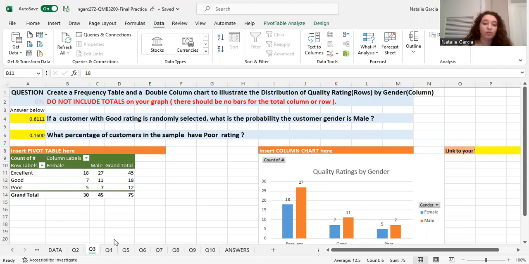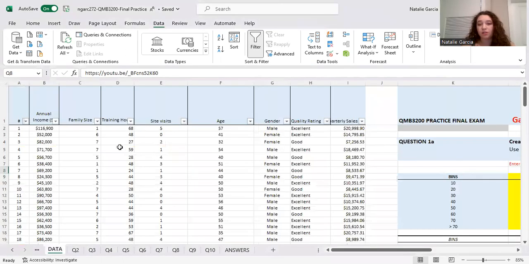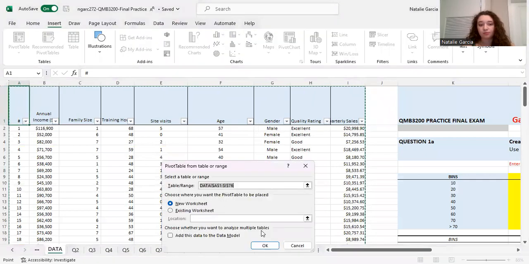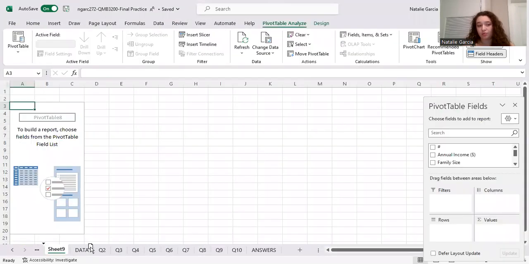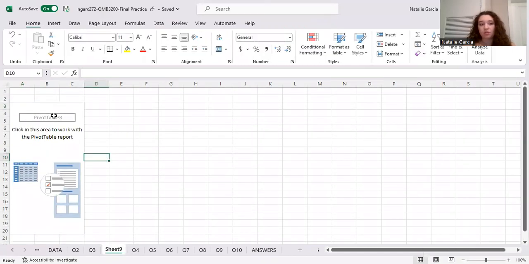The question for question 3 is just to create a frequency table and a double column chart to illustrate the distribution of quality rating rows by gender column. And it's pretty simple once you do it like that. Essentially, you're going to create a pivot table based off of the data that is here on this data tab. Click here, insert pivot table. I'm going to do it into a new worksheet because I would like to not have an extra pivot table on my page.